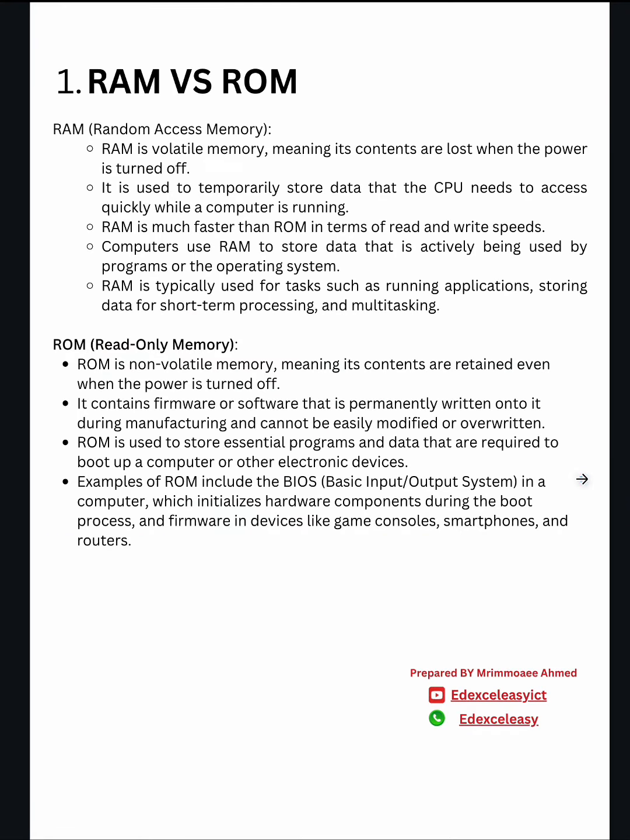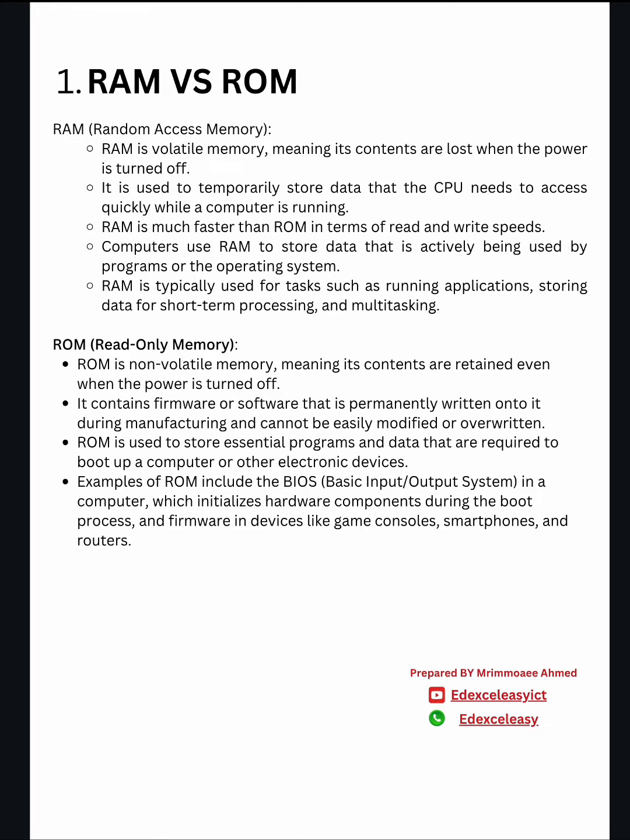So the first thing that most of the time came up is RAM versus ROM. So what is RAM? RAM is a volatile memory, meaning its content is lost when the power is turned off. That means when you turn off the power of your laptop or PC, whatever is stored inside the RAM will be lost. It is mostly used for temporary data that the CPU needs to access quickly while a computer is running.